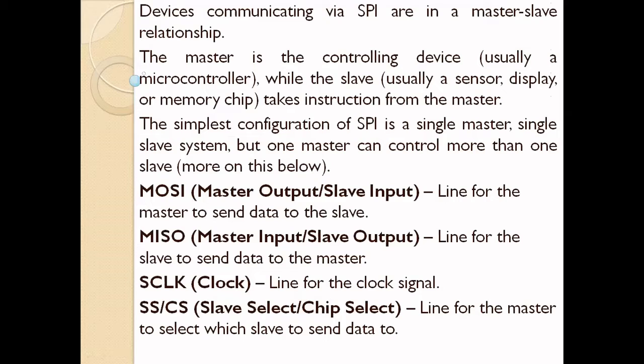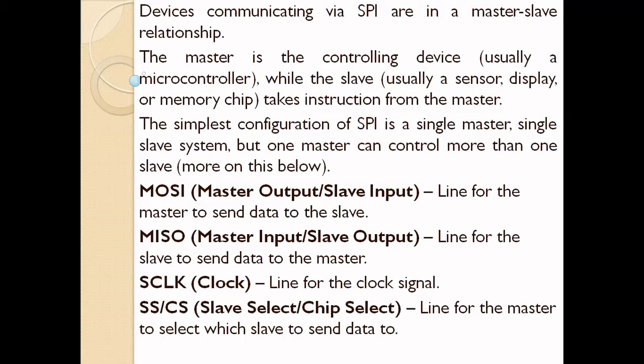What is meant by master out, slave in? Master out means the data will be sent from master to slave device. Next one is master in, slave out, which means from the slave device, the data will be transferred to the master. That is called master in, slave out. So if you take master and slave, master is a transmitter, slave is a receiver. From the master, the data will be transferred to the slave device.